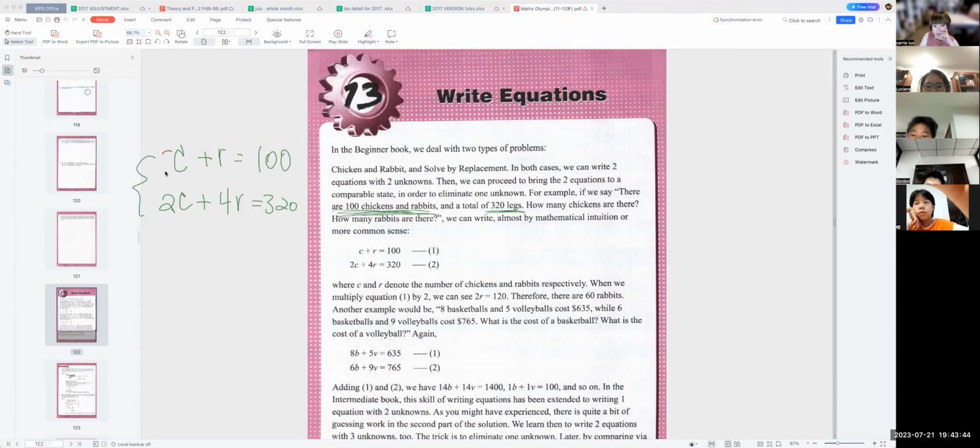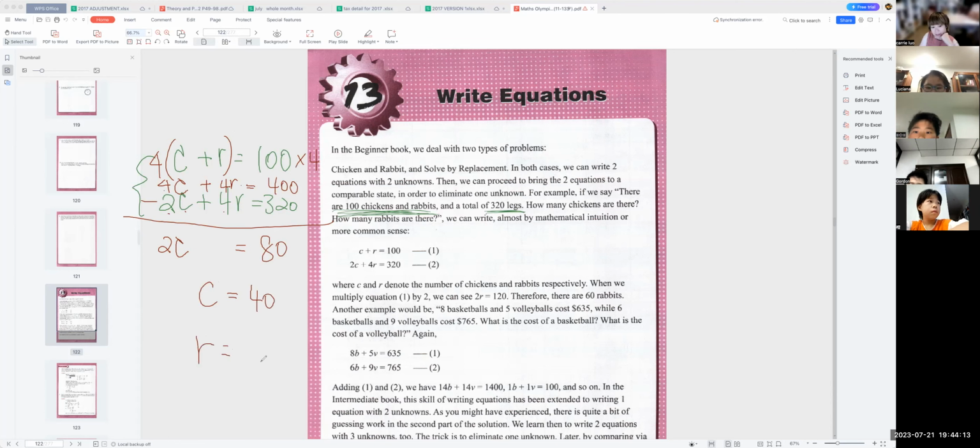I'm going to times 4. So both left side and right side times 4. So we have 4C plus 4R equals 400, correct? And I'm going to minus these ones. So 4C minus 2C equals 2C, and 4R minus 4R equals no R, and 400 minus 320 equals 80. So C equals 40. So there are 40 chicken and 60 rabbits.